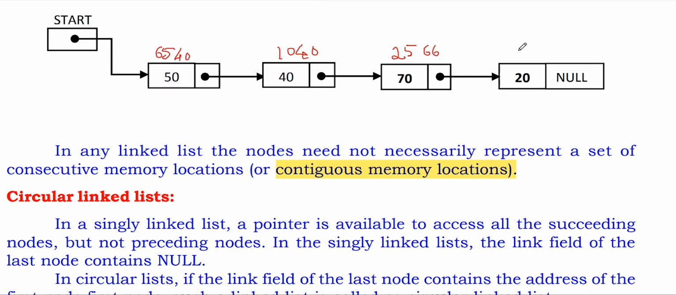And what about this one? This may be something like 4300, no problem. Look at that, they are physically at different locations. This node is present at 1040, this node is present at 2566, and this one is present at 4300. So what does start consist of? Start always contains the address of the first node. That is what start means.